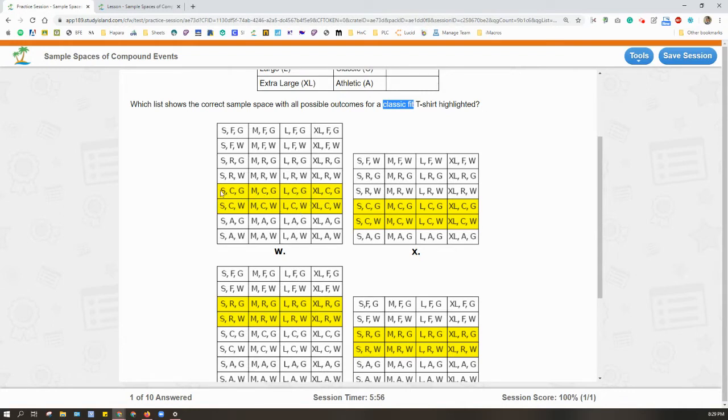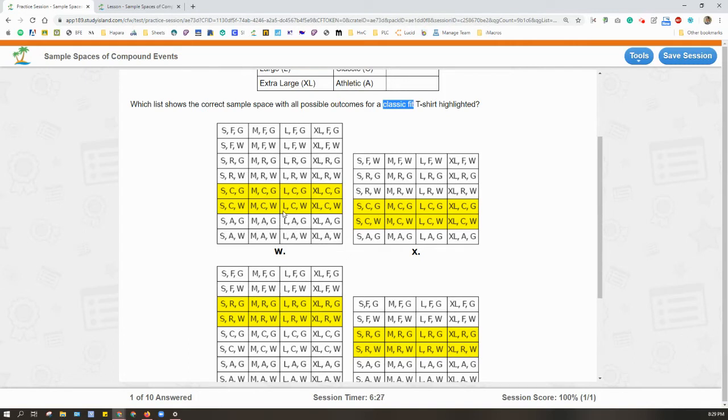Next, do we have the two small options for our classic fit? Yes, we have small, small. Then we have two mediums, medium, medium. They have two larges, large, large. And we have two extra larges, extra large, extra large. Finally, do each one of those have the one green option and the one white option? Yes, here's small classic green, small classic white. Then we have next medium classic green, medium classic white, large classic green, large classic white, and extra large classic green, extra large classic white. So W, the first one we checked, is the answer.